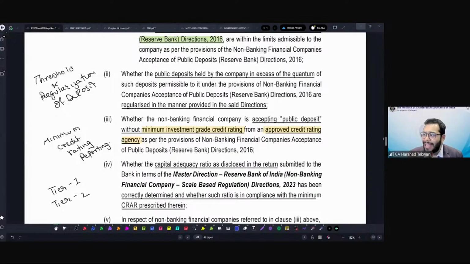There are guidelines from RBI. There is a circular that on a periodic basis they have to review the respective credit ratings. RBI from time to time decides what is the minimum investment grade credit rating. As of now, there was a circular of 2022 which talks about triple B minus. Triple B minus is the minimum investment grade credit rating. That is something that is required to be maintained.